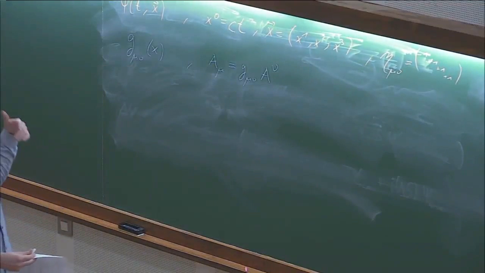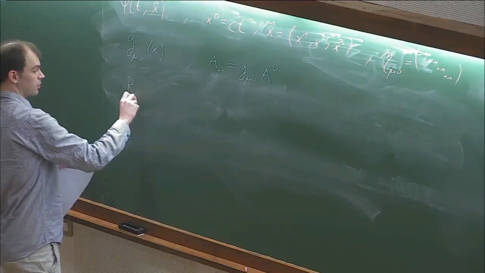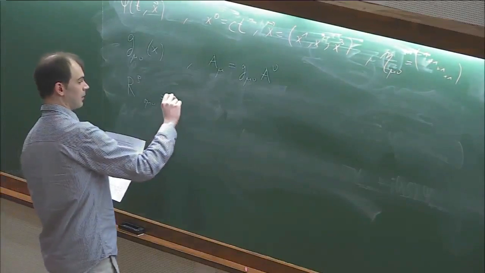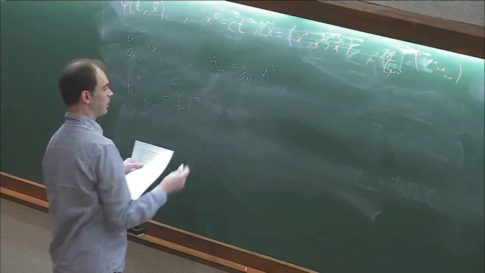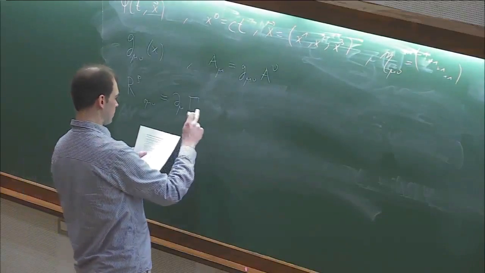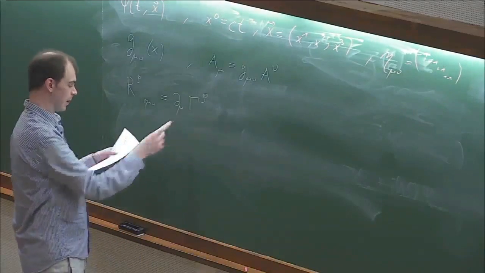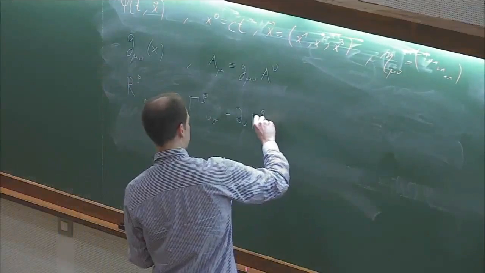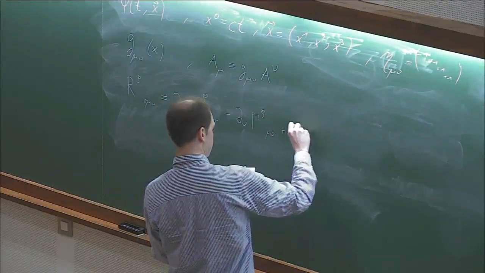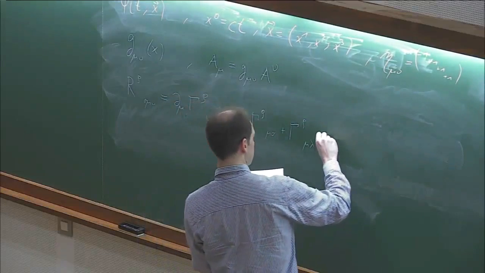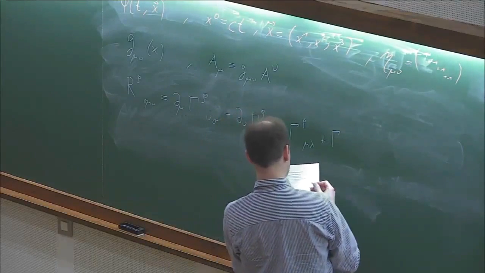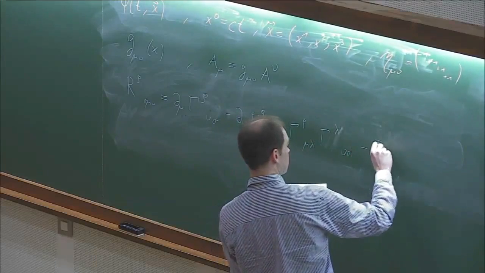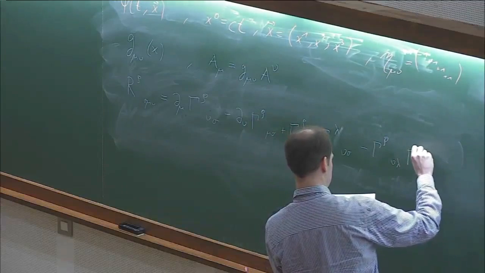Okay, so to describe this curvature, we have the Riemann curvature tensor, R rho sigma mu nu, which is defined by the derivatives of the Levi-Civita connection. So this is the partial derivative by x mu of gamma rho nu sigma, minus d nu gamma rho mu sigma, plus gamma rho mu lambda times gamma lambda nu sigma, minus gamma rho nu lambda gamma lambda mu sigma.